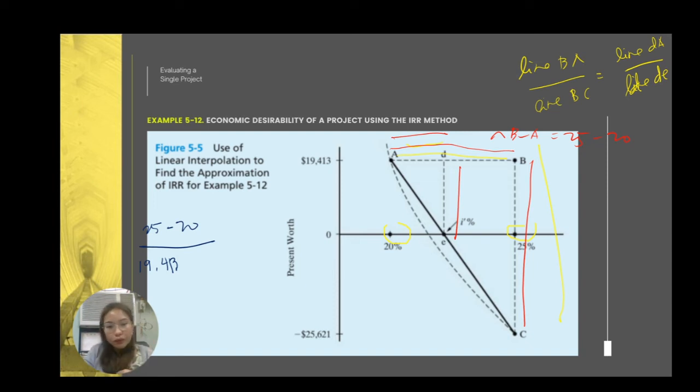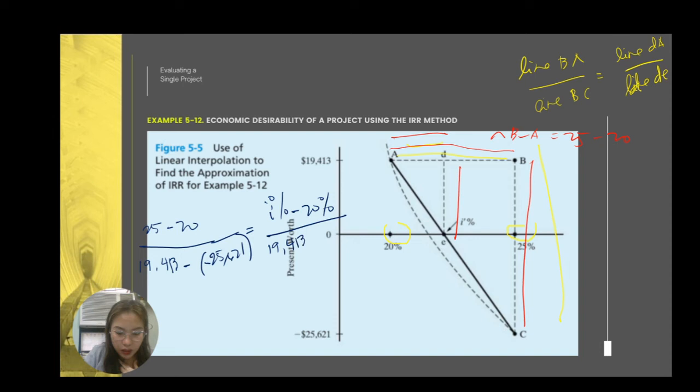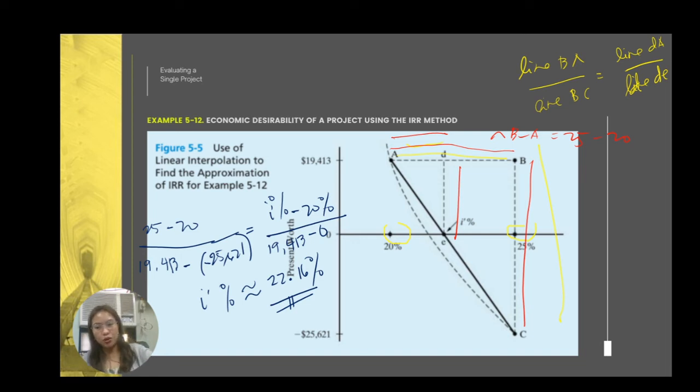Minus the negative 25,621 is equal to i percent minus 20% over 19,413 minus 0. Therefore, the value of i is 22.16%, which is within the range. Because the IRR of the project is 22.16% and is greater than the MARR, the project is acceptable.